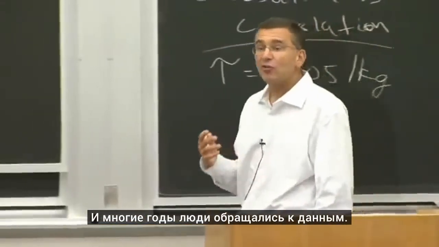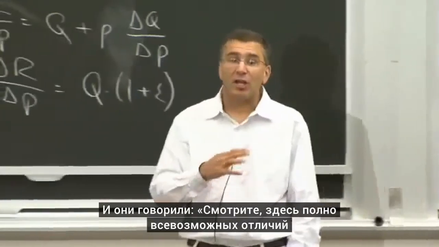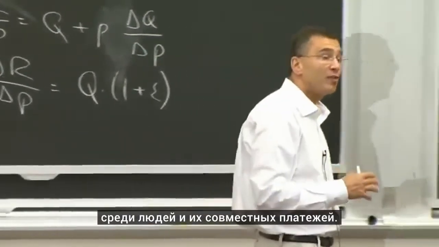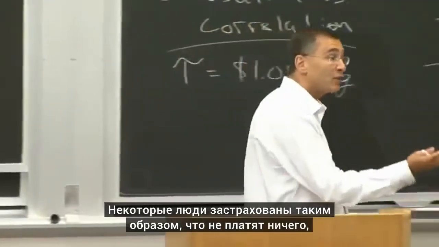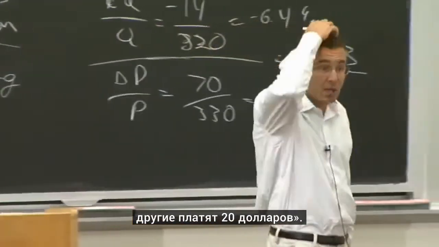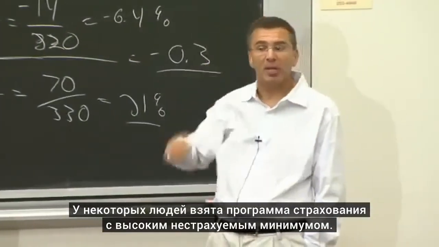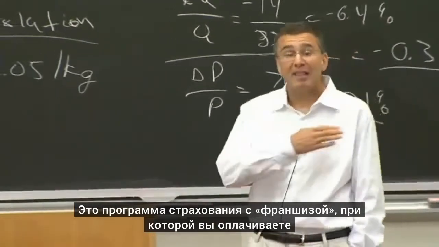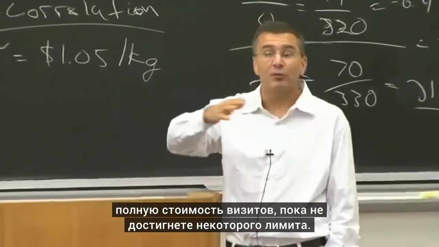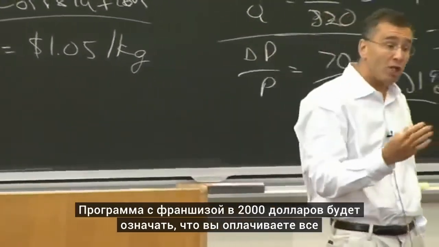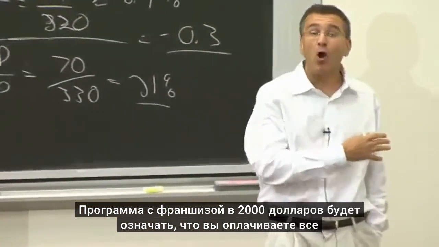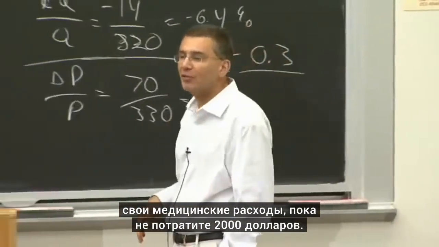So people for many years went to the data, and they said, look, there's all sorts of differences out there across people in what they pay for their copayments. Some people have insurance where they pay nothing, some where they have 20. Some people have what they call high deductible plans. A deductible plan is where you pay the full cost of your visits until you reach some limit. So a $2,000 deductible plan will be one where you pay all your medical costs until you spent $2,000.